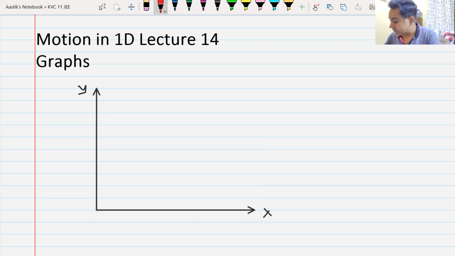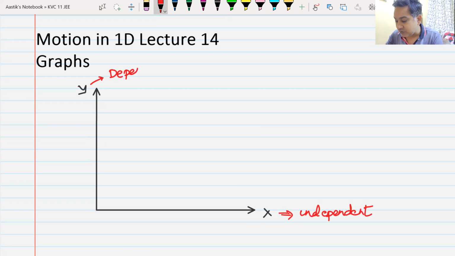Now, this x is known as the independent variable. X is known as the independent variable, whereas y is known as the dependent variable. Everyone knows this? Independent and dependent variable. Yes or no? Why do we call it the independent variable?